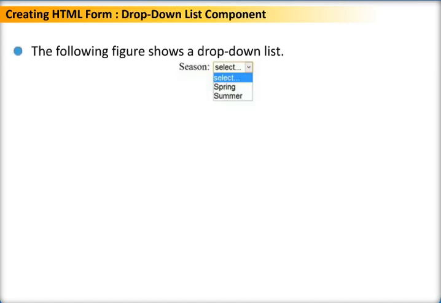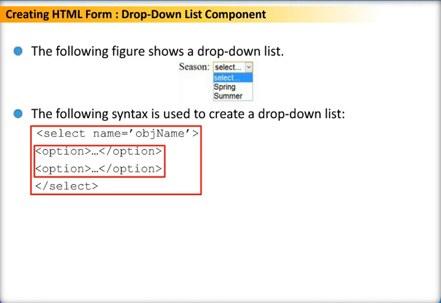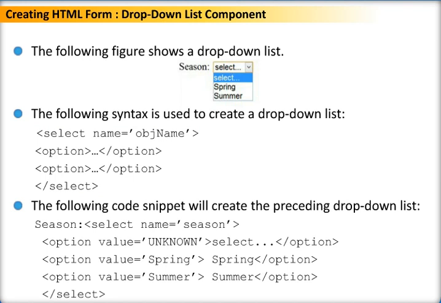The displayed figure shows a drop-down list from which a user can select the season. To create a drop-down list, the select tag is used as the parent tag with multiple option tags as child tags. The name attribute of the select tag specifies the name of the list to refer as a parameter. The displayed HTML code snippet will create the preceding drop-down list. Here, the name of the drop-down list is given as season. The data specified in the value attribute of the option tag is sent in the request on the form submission. The body text of the option tag is displayed in the drop-down list.